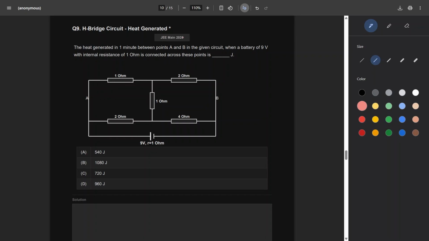Next, we have a question from 26 of means. We have a point here as A and a point here as B. We need to find the heat in a minute, that is 60 seconds. Battery is of 9 volts and we have 1 ohm.